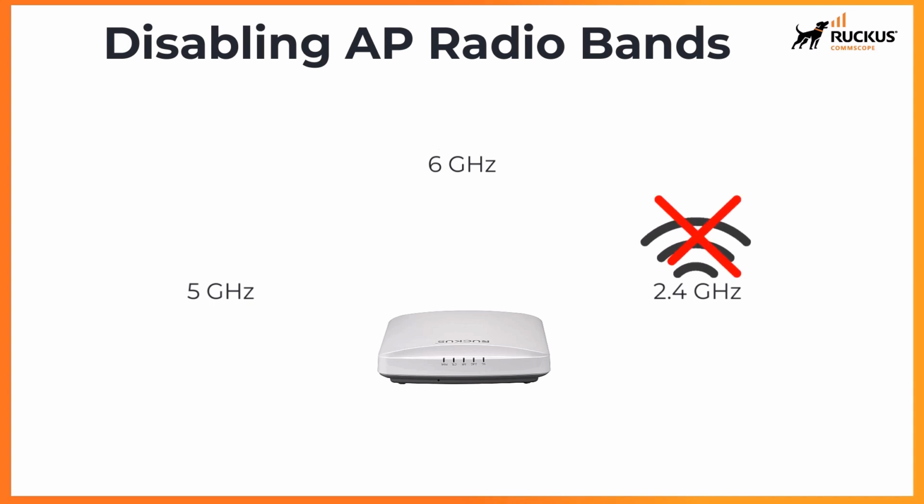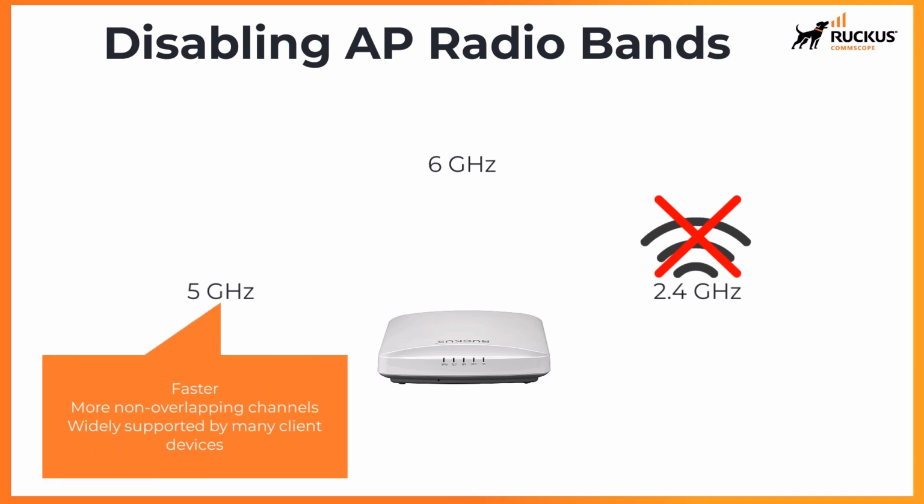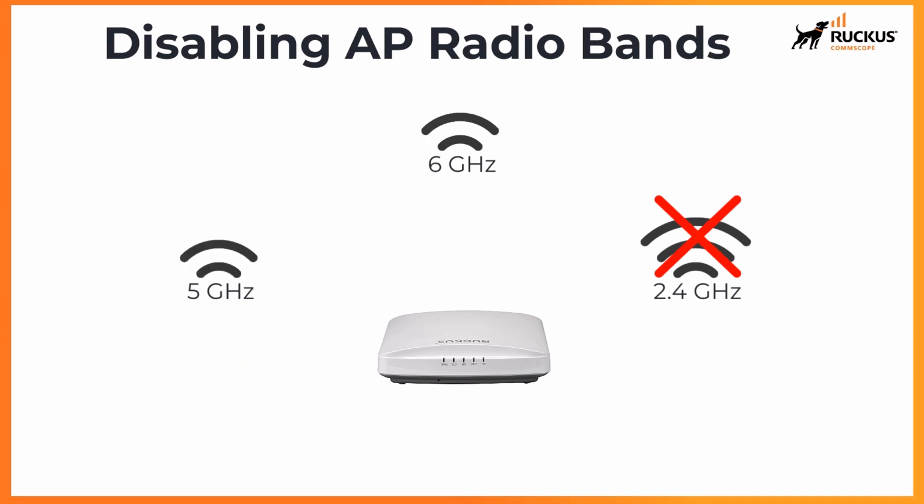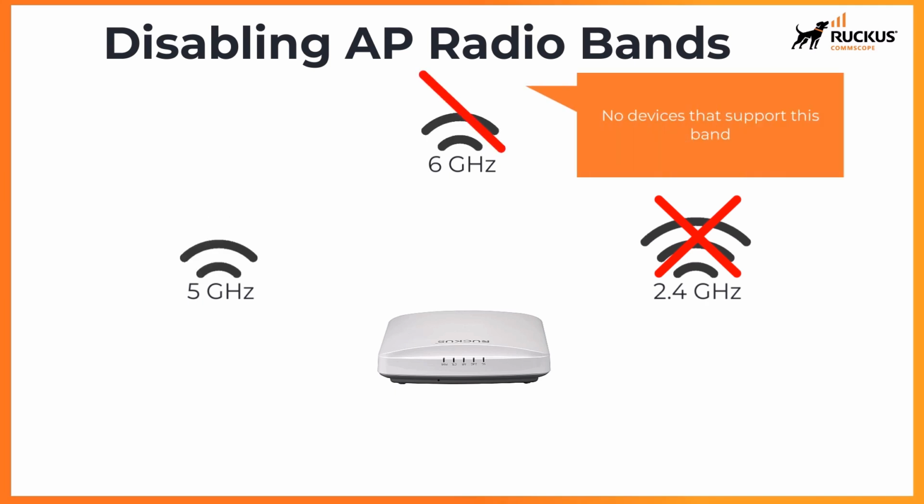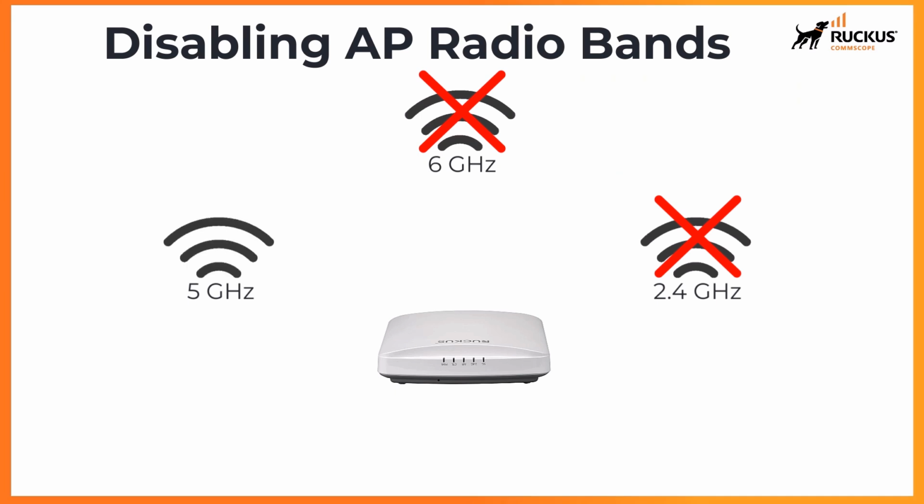You may want to restrict the 2.4 GHz radio, as 5 GHz is faster, has more non-overlapping channels, and is widely supported by many client devices. Or maybe your AP supports 6 GHz, but you don't have any clients that use that radio band. Whichever the case may be, you can use Ruckus 1 to restrict specific radio bands at the WLAN, venue, or AP level. Let's see how this is done.